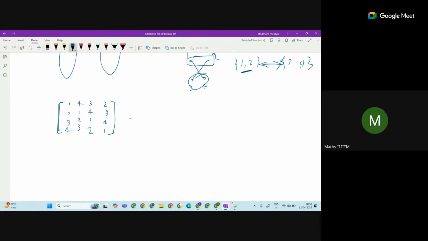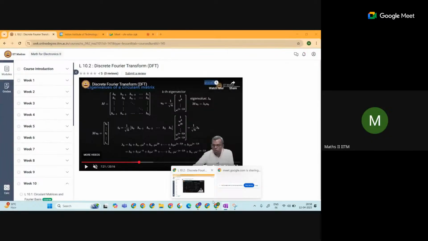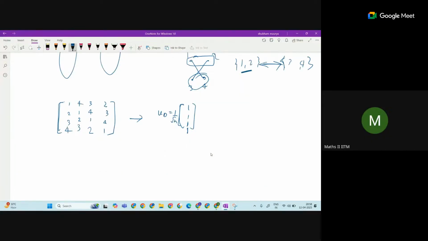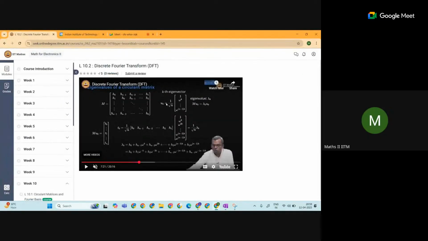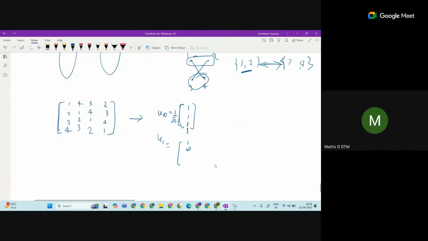What are the eigenvectors with respect to that? The first eigenvector, u0, is 1, 1, 1, 1 times 1 upon root n, so here 1 upon root 4. What is u1? u1 is 1, omega, omega squared, omega cubed. For the general case, if you write it, then you can easily write all of them. Let's say uk is there.